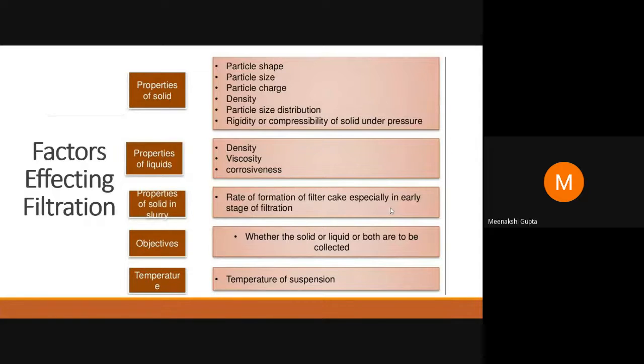So in the last class, we have also discussed property of solid, property of liquid, property of solid in slurry. All these are the factors which will affect the objective and temperature. So now you will be easily able to correlate these factors like particle size, shape, charges, density, particle size distribution, then density of the liquid, viscosity of the liquid.